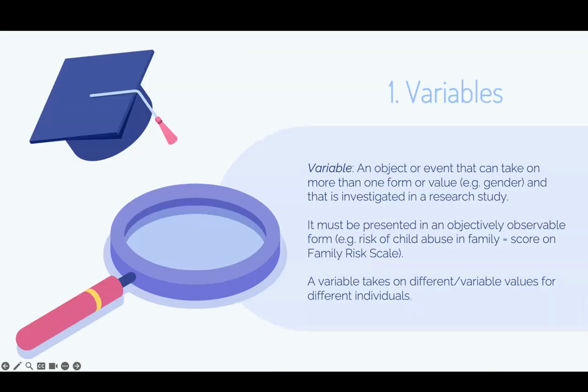So important concepts. Let's begin with variables. We talk about variables in the week of statistics. Variables are the building blocks of research. A variable is anything that can take on different values among individuals, such as gender. They are not just abstract concepts, they need to be observable and measurable. Like the risk of child abuse in a family, which could be gauged using a score on the family risk scale.